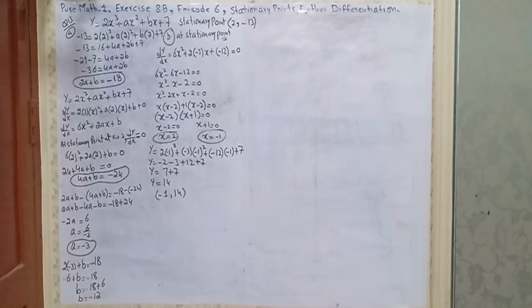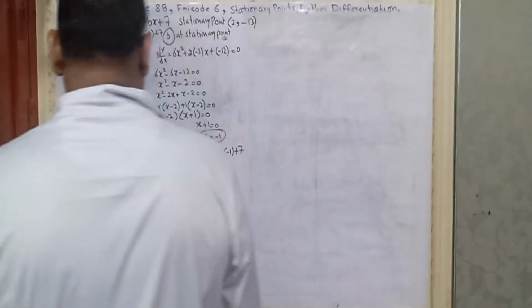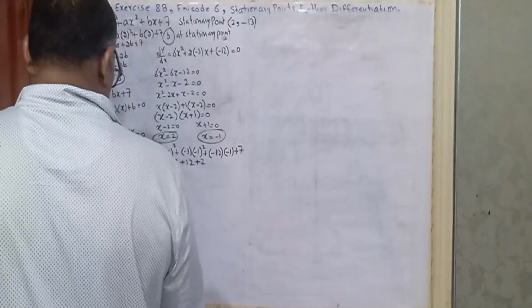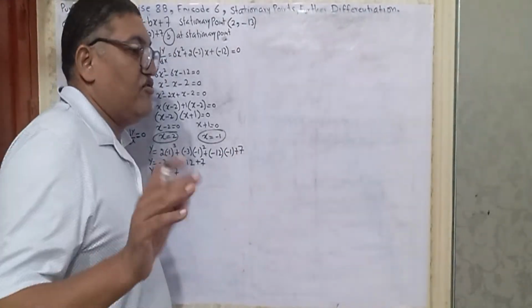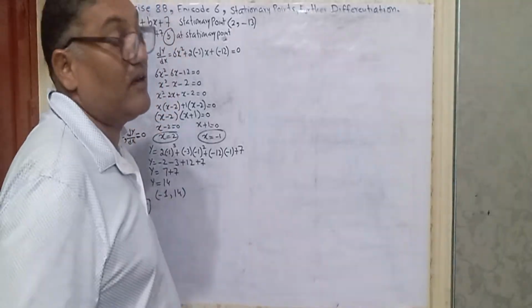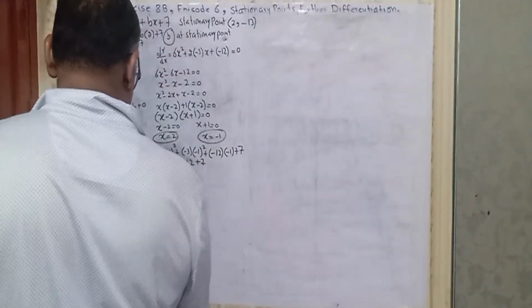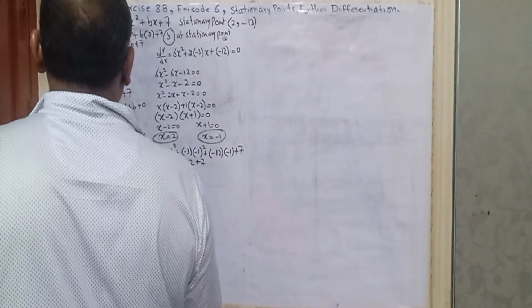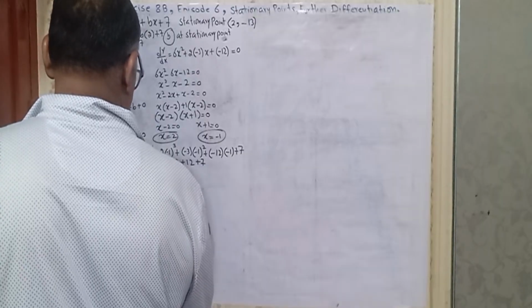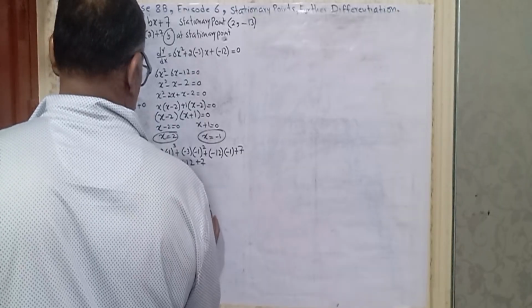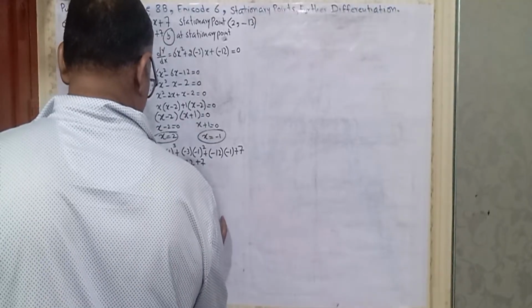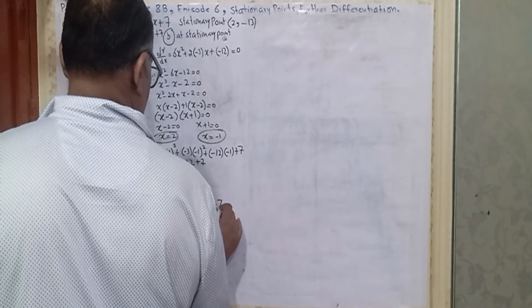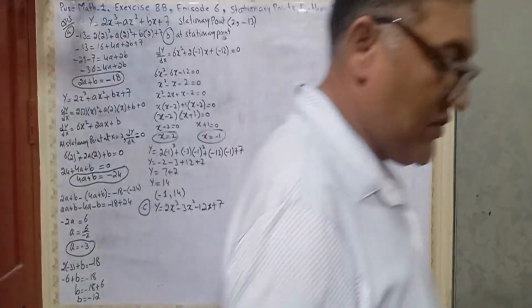Determine the nature of the two stationary points. Okay. So if you want to find out the nature of the stationary points, we are working on the C part. To find out the nature of those points, we have to find the second derivative. So y is equal to 2x cube, the value of a is -3, so it will become minus 3x square minus 12x plus 7. So this is my equation.